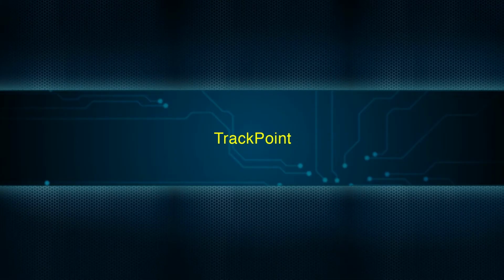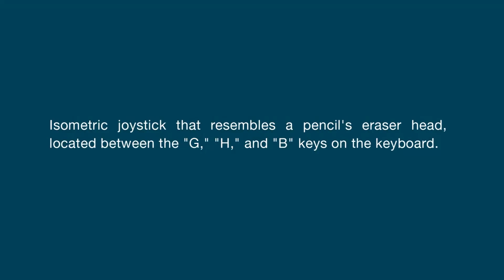Track point, alternatively referred to as a pointing stick, style pointer or nub. Track point is a mouse solution used with portable computers that was first introduced by IBM in 1992. It is a small isometric joystick that resembles a pencil's eraser head, located between the G, H and B keys on the keyboard.